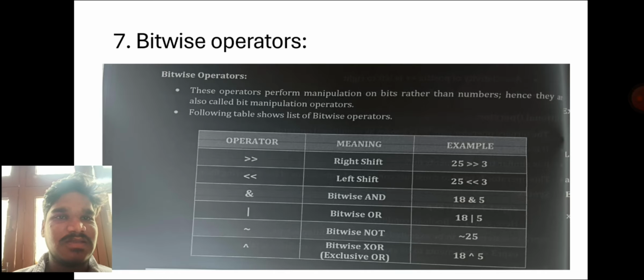Last one, bitwise operators. These operators perform manipulation of bits rather than numbers, hence they are also called bit manipulation operators. The following table shows the list of bitwise operators: operators, meaning, example. Right shift, left shift, bitwise and, bitwise or, bitwise not, and bitwise xor.